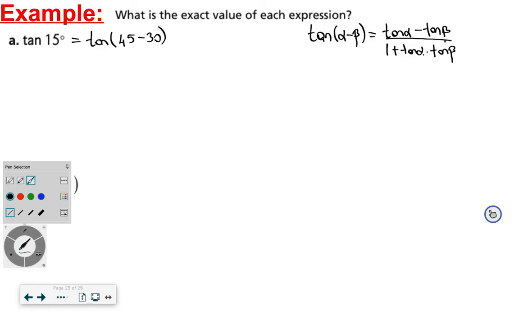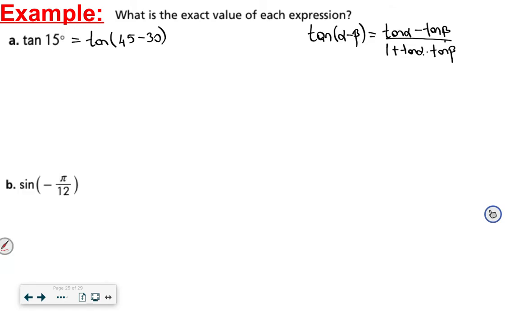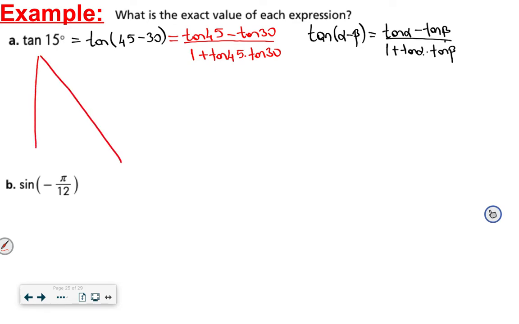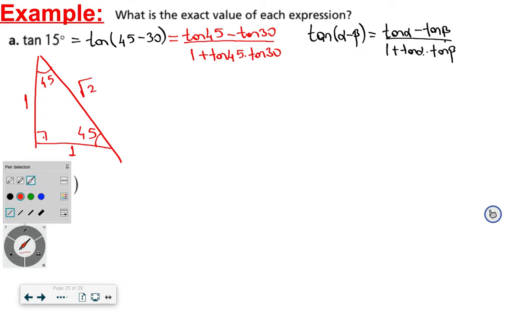So if you assume that alpha is 45 and beta is 30, you can write down tangent 45 minus tangent 30 over 1 plus tangent 45 times tangent 30. Alright, we need to find those values. To be able to find tangent 45, let me remind you how to find it. We know that if the length of the side of the 45, 45, 90 triangle is 1, then the hypotenuse is going to be radical 2. From here, tangent 45 is 1.